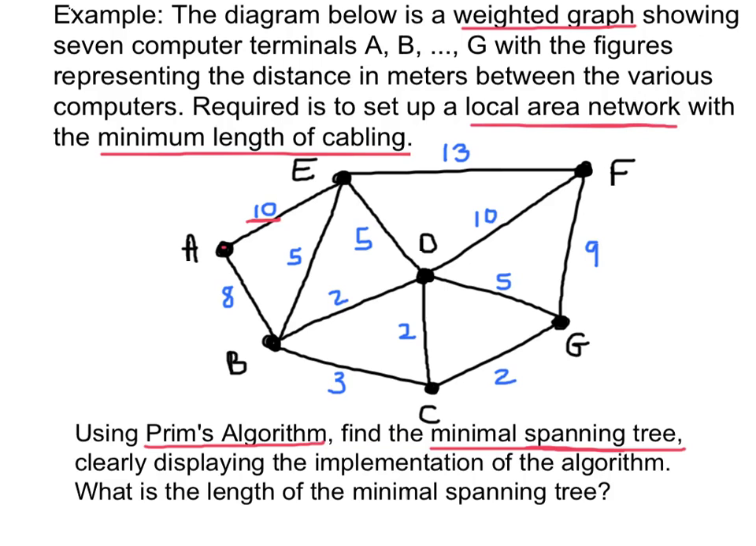And it's going to be a tree. A tree is a specific type of graph which has no cycles in it, because if I had cycles, I would have redundancy within the graph. So the question says, using Prim's algorithm, find the minimal spanning tree, clearly displaying the implementation of the algorithm. And then at the end you're asked what is the length of the minimal spanning tree, which is the same thing as saying what is the minimum length of cabling required.